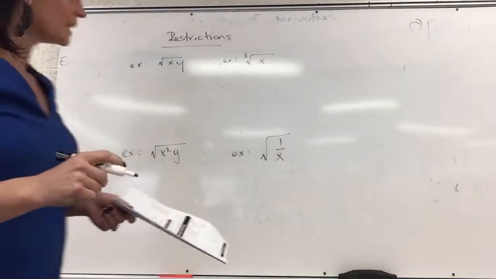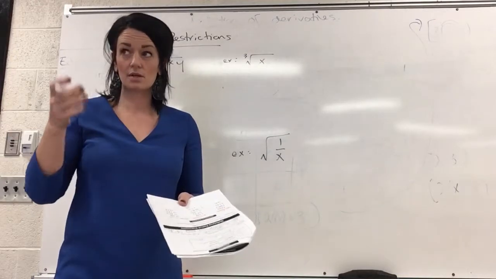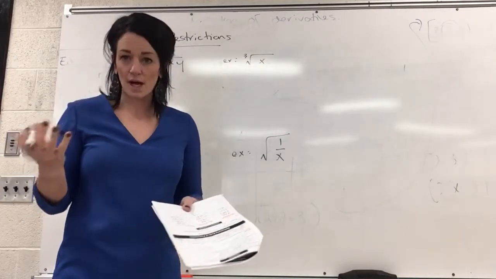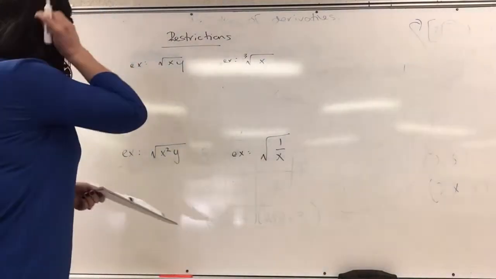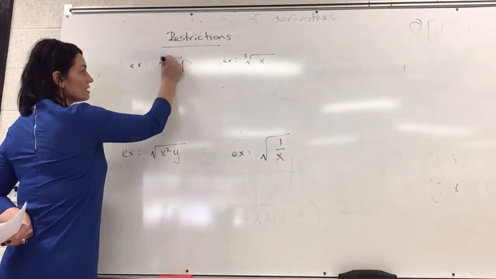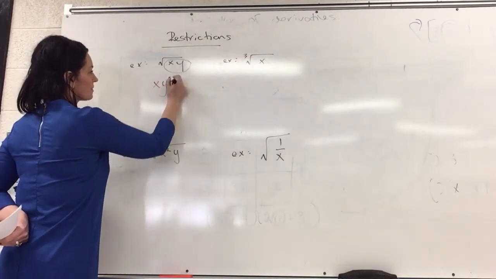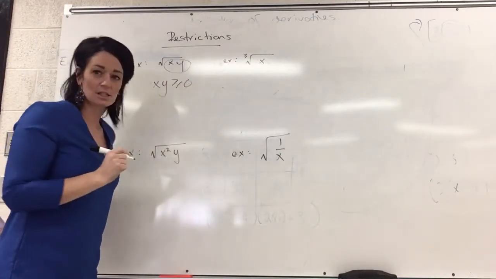Okay, today we're going to do a video on restrictions. So whenever we have variables underneath the radical, what is underneath the radical has to be positive. So if I'm looking at something like this, basically these two numbers multiplied together have to be positive. So I need to say that my restriction is that x times y has to be bigger than or equal to 0.